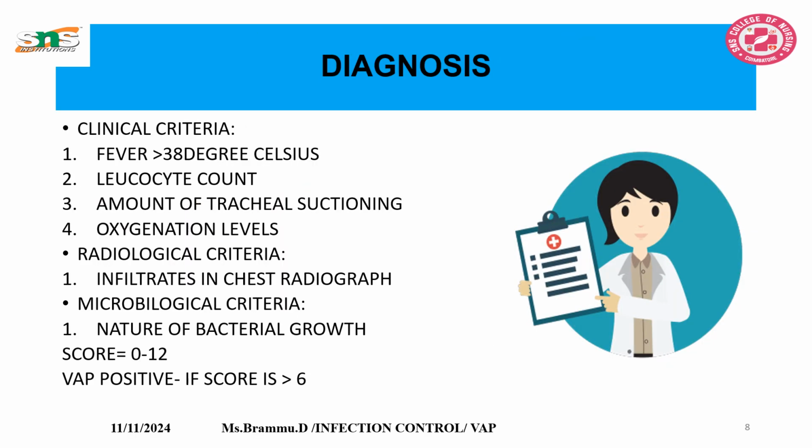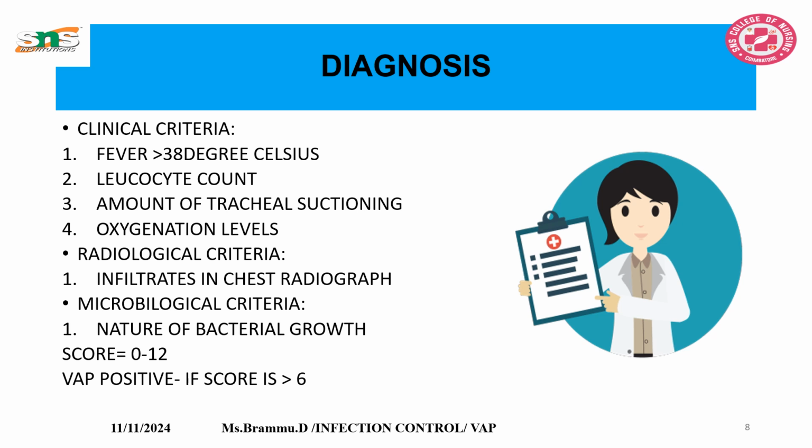The common diagnosis follows three criteria, which are clinical criteria, radiological criteria, and microbiological criteria. In clinical criteria, prolonged fever of more than 38 degrees Celsius, leukocyte counts, that is the WBCs, being very much elevated, increased tracheal suctioning, and oxygen levels very much reduced, both SpO2 levels as well as the PaO2 levels in the ABG.